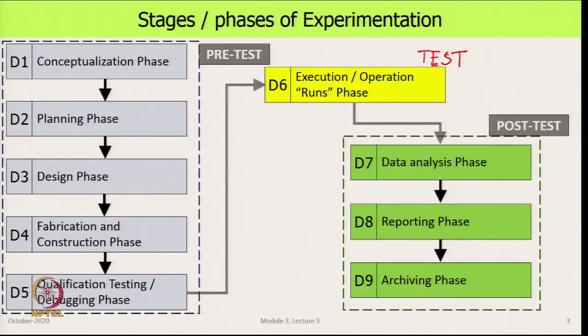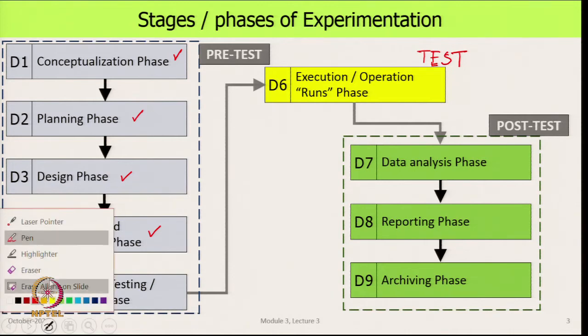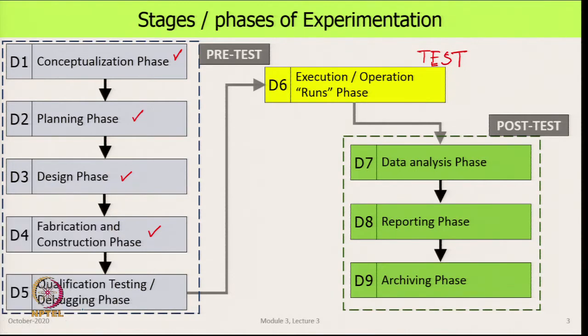In the previous lecture, we looked in detail at the conceptualization phase, the planning phase, the design phase, fabrication and construction phase. Now, we will look at the remaining phases and conclude our discussion on experimentation. So, the first thing we take up now is phase D5, which is qualification, testing and debugging.